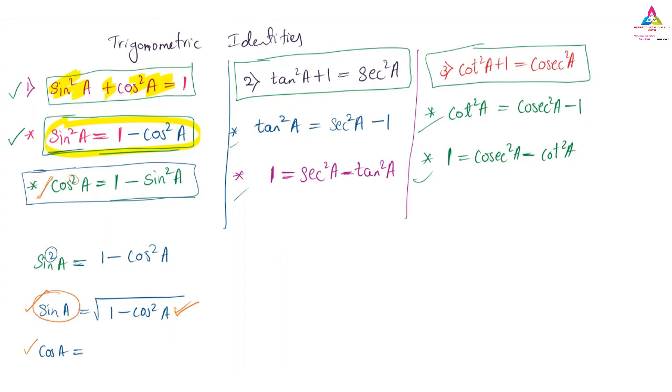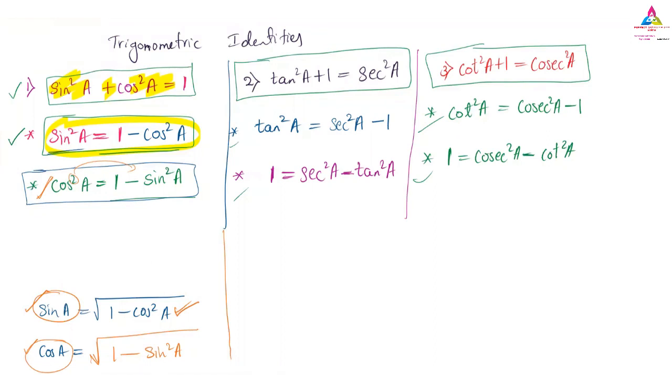Now you shift this square to the other side. What will happen if you shift the square to the other side? Root. So it will be 1 minus sine square A. Cos A we can write in terms of sine using cos A is equal to root of 1 minus sine square A. Similarly, we can apply it for the others.